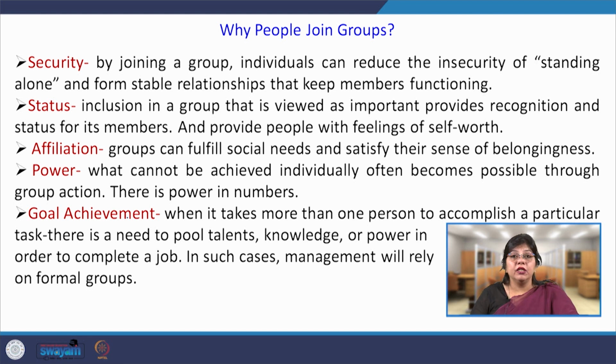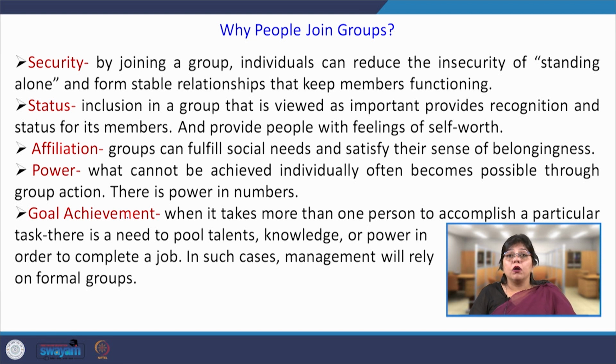The other is affiliation. Groups can fulfill social needs and satisfy the sense of belongingness. The more we affiliate, the more our affective needs are satisfied. The more our emotional needs are satisfied, the more there is expression and sharing of emotional problems and needs, which any individual cannot do all alone. For this, a sense of affiliation is satisfied, which is only possible when a person joins a group. So, satisfying the sense of affiliation makes a strong ground for why a person joins a group.